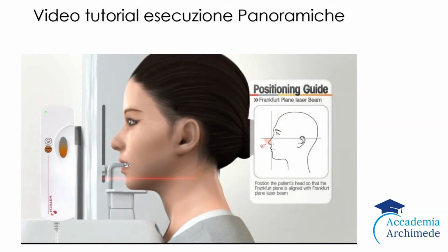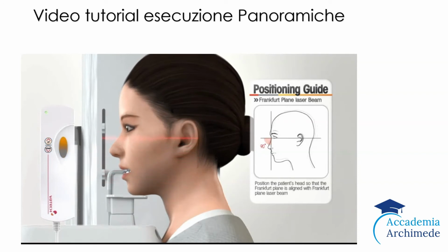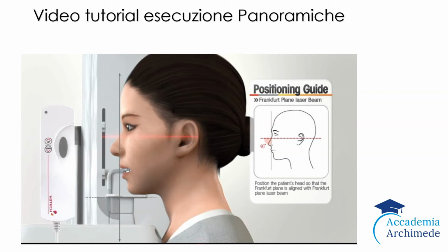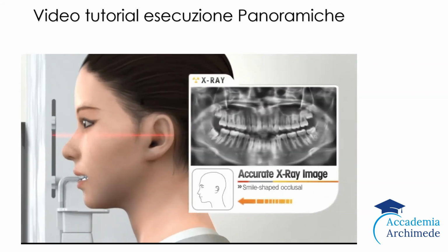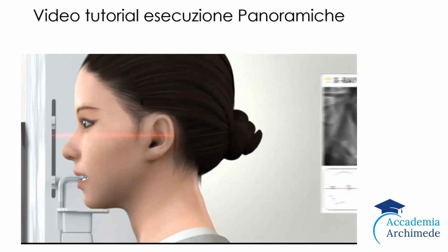Match the patient's Frankfurt plane at a level with the Frankfurt plane laser beam, adjusting the height of the chin rest. Before pressing the up-down switch, the operator should inform the patient of the following process. First, keep the shoulder and neck level. Second, tilt the patient's head when the chin support goes up or down. If the Frankfurt plane beam is not parallel to the Frankfurt plane, the occlusal plane on the image will be flat or V-shaped.